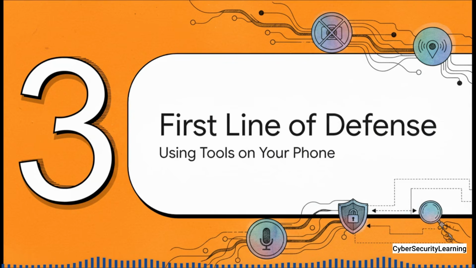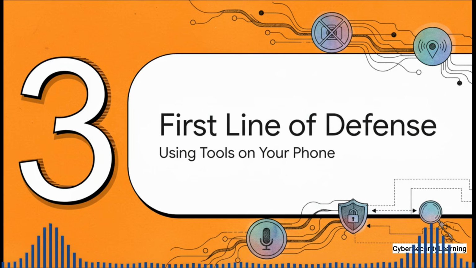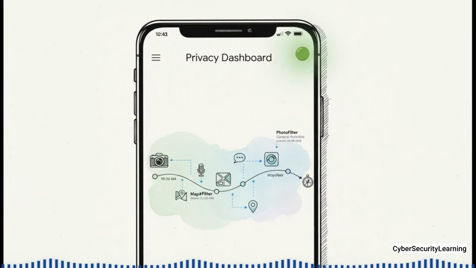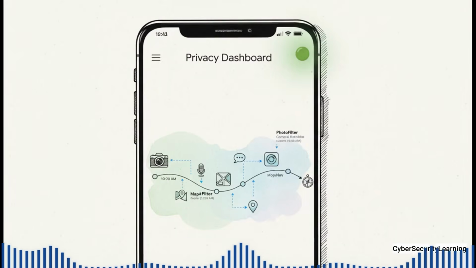And the best part is, your first and maybe most important line of defense is already built right into your phone, assuming you're using a modern version of Android. You just have to know it's there. So if you're on Android 12 or newer, you have two incredibly powerful tools.